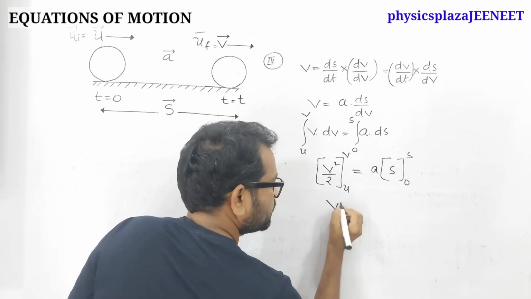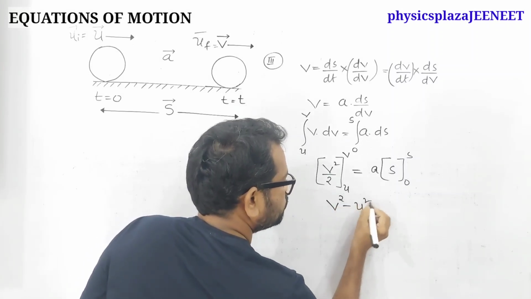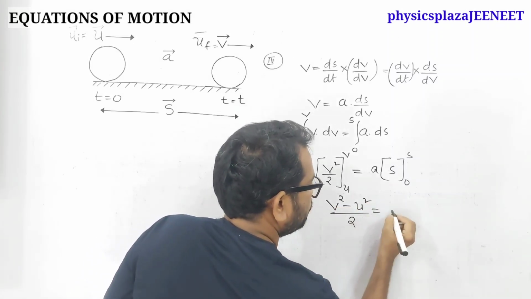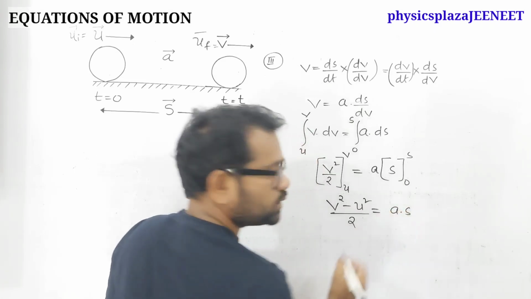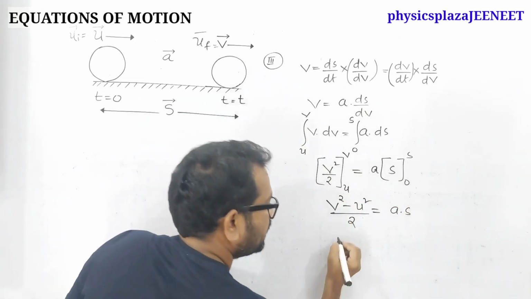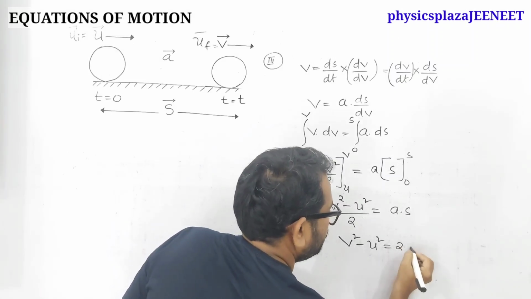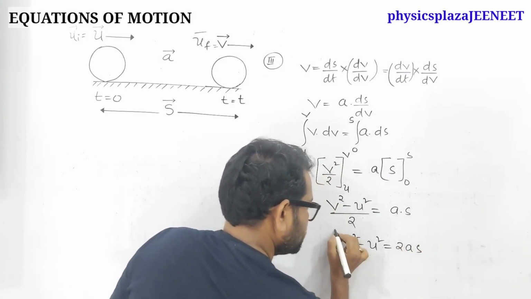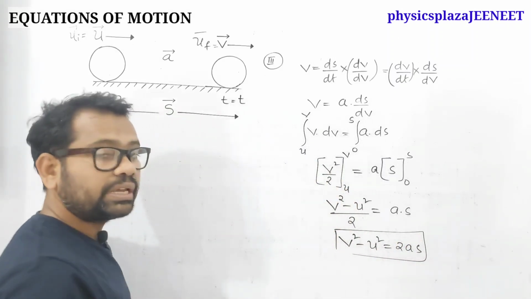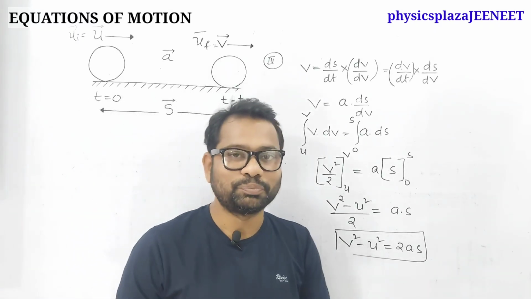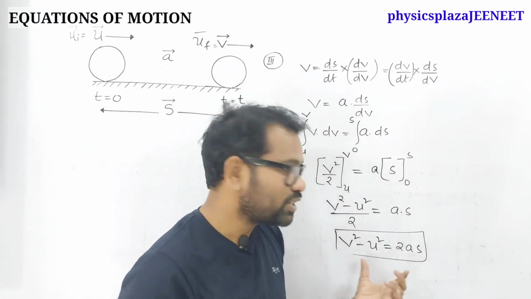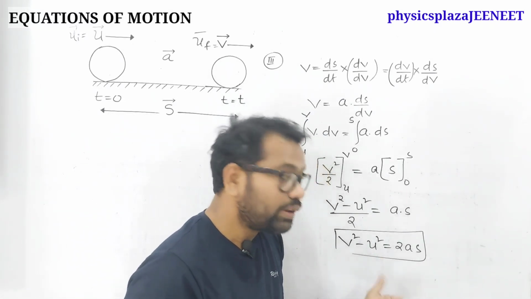So this can be written as (v square minus u square) by 2 is equal to a into s. Now get this to this side. So it can be v square minus u square is equal to 2as. So this is the third equation of motion, which gives the relation where time is not involved. It's a beautiful equation, you know. Here is an equation of motion where time is not involved.